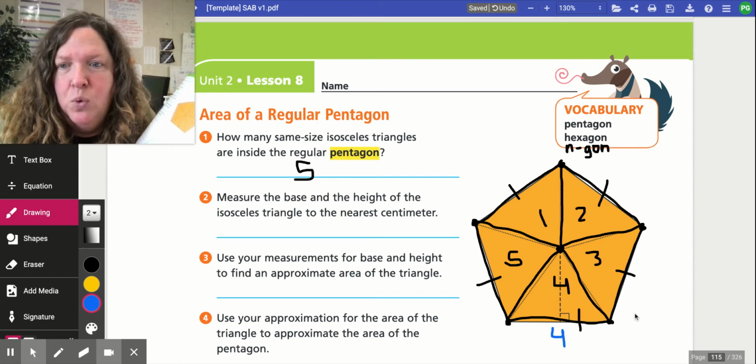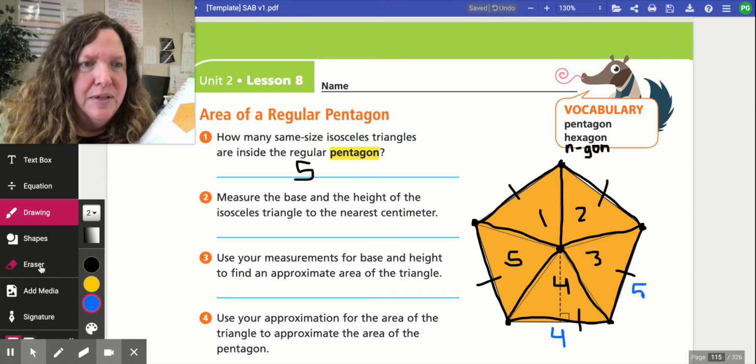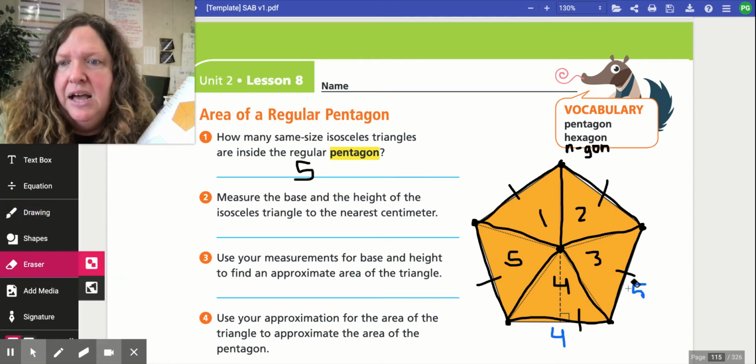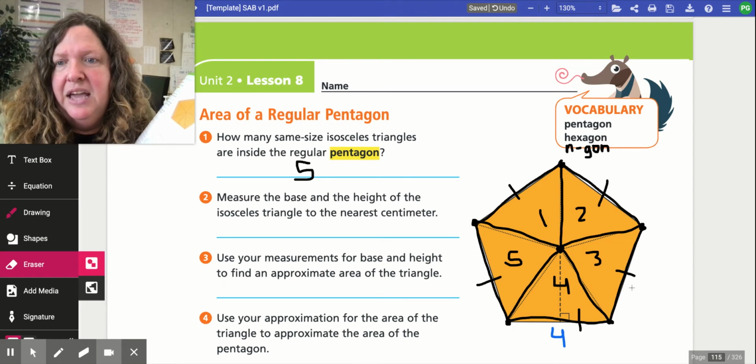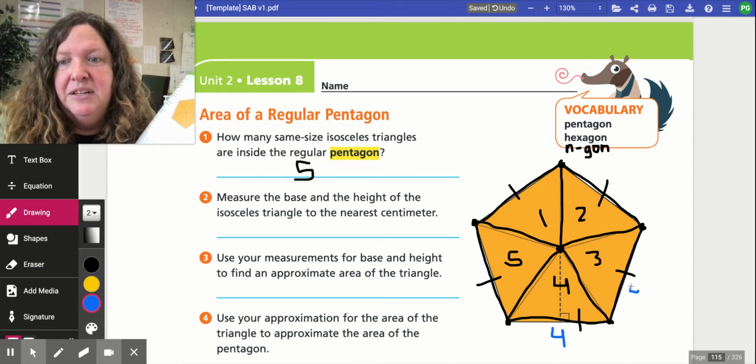So if I measured one and it was 4, I know this one's also, whoops, I was writing 5 there. That was weird. I know this one is also 4. And I already indicated that with my little line there, didn't I? I know this one's also 4. I know this one's also 4. And I know this one's also 4.